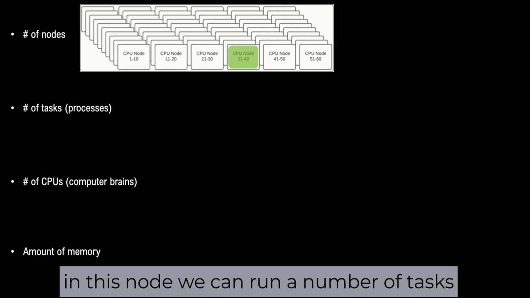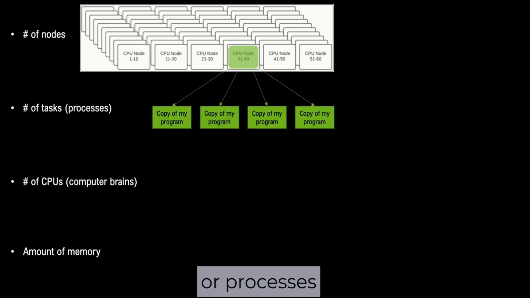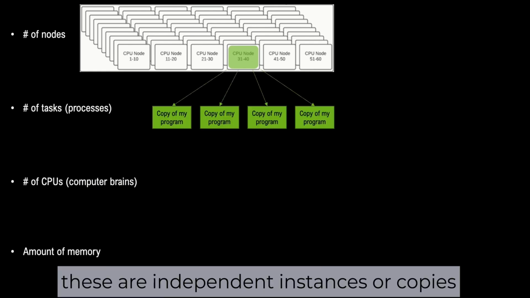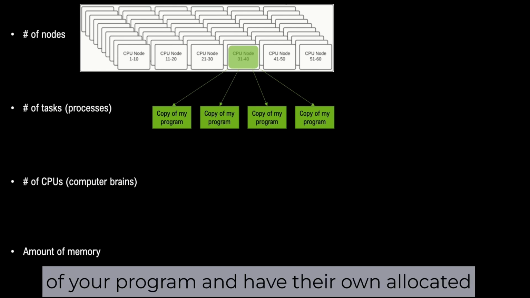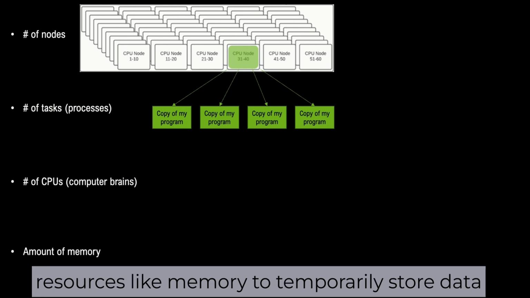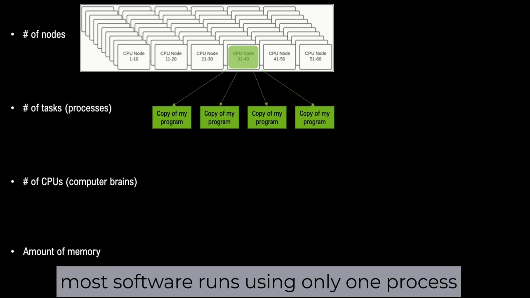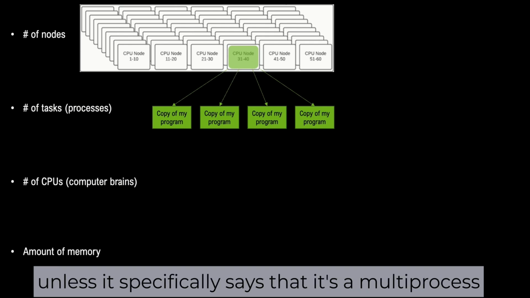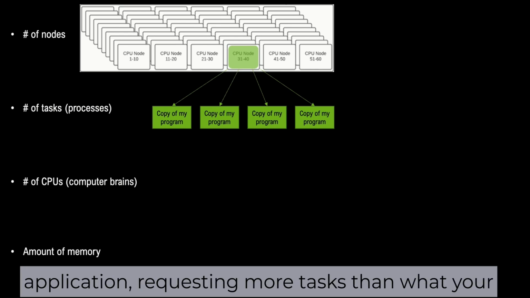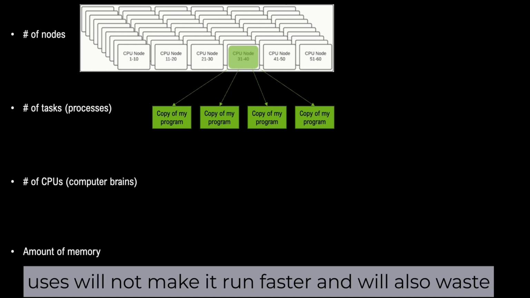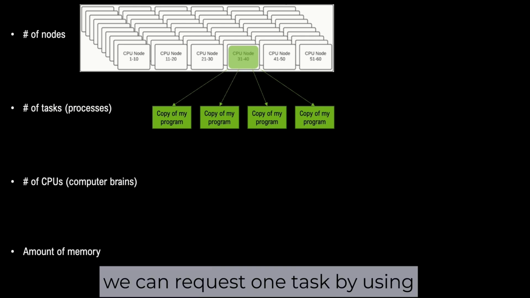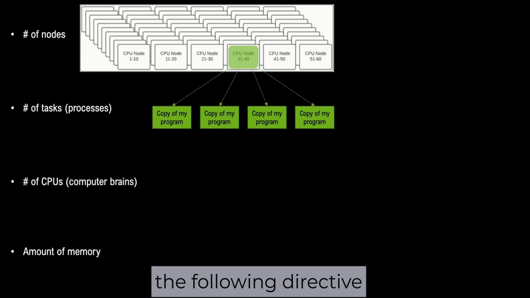In this node, we can run a number of tasks or processes. These are independent instances or copies of your program and have their own allocated resources, like memory to temporarily store data that is being used for calculations. Most software runs using only one process, unless it specifically says that it's a multi-process application. Requesting more tasks than what your program uses will not make it run faster and will also waste resources. We can request one task by using the following directive.